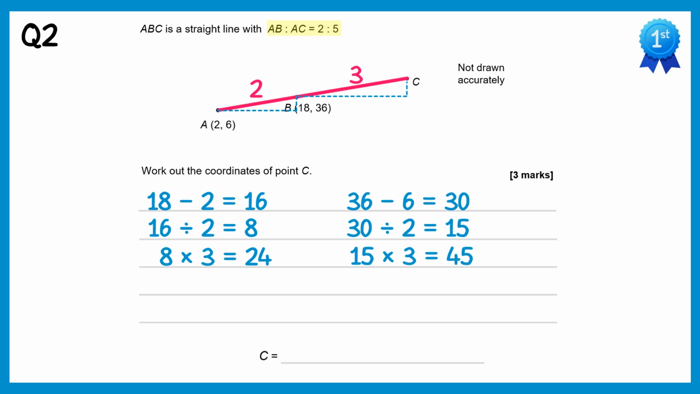So let's go from B to C. So if we're already at B, our x-coordinate is 18 and our y-coordinate is 36. To get the x-coordinate for C then, we're on 18 and we add 24 to get 42. And to get the y-coordinate, we're on 36 and we add 45, which gives you 81. So the coordinates of C must be 42, 81.